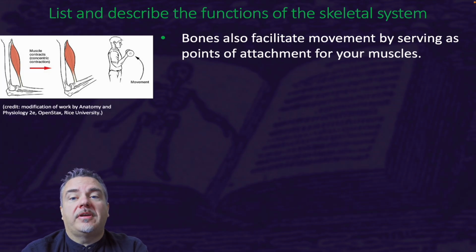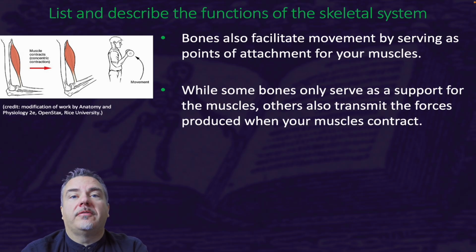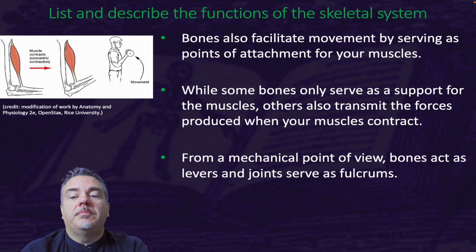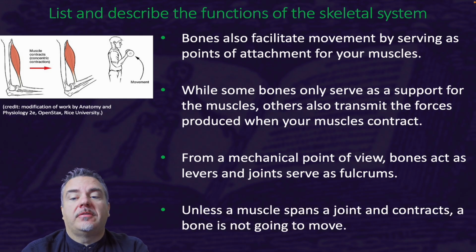Bones also facilitate movement by serving as points of attachment for your muscles. While some bones only serve as support for the muscles, others also transmit the forces produced when your muscles contract. From a mechanical point of view, bones act as levers and joints serve as fulcrums. Unless a muscle spans a joint and contracts, a bone is not going to move.